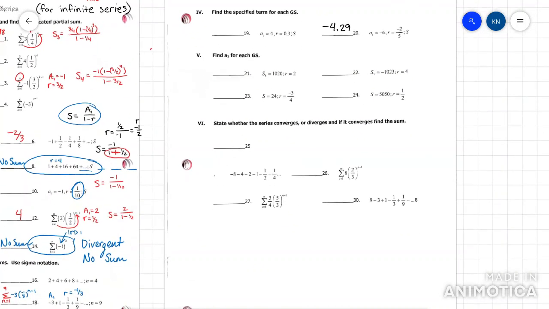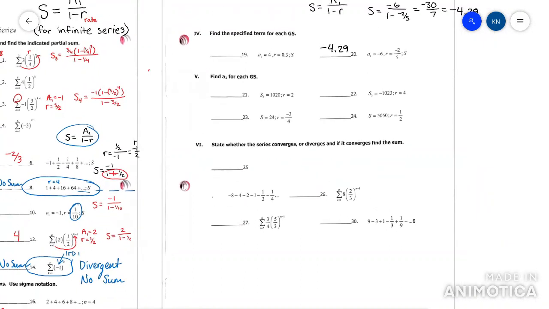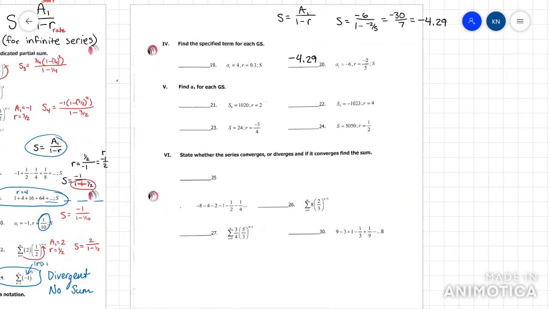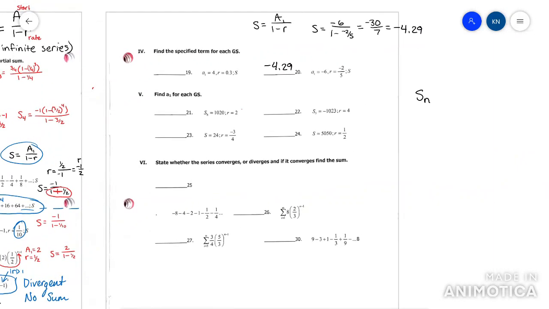Now, these, you have to go find A1. They're not going to give you A1 for these. And so some of them, they'll give it to you as finite, some of them as infinite. What I mean by that is some of them stopped at 8, some of them didn't stop. They went all the way to infinity. So we're going to be using both equations here. Let's look at 21 first. Let's write out that equation. S of n equals A1 times 1 minus r to the n over 1 minus r.